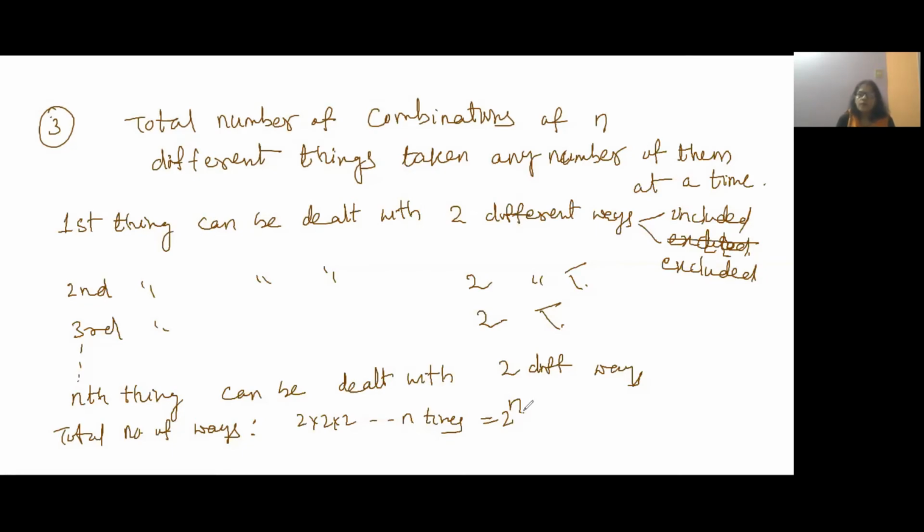That means any number of times, we may not take any, we may take one or two or three or four, like this. So to put it in other words, we can write here NC0 plus NC1 plus NC2 plus NC3 plus up to NCn, and this is equal to 2 to the power n. So this is also one of the important results.